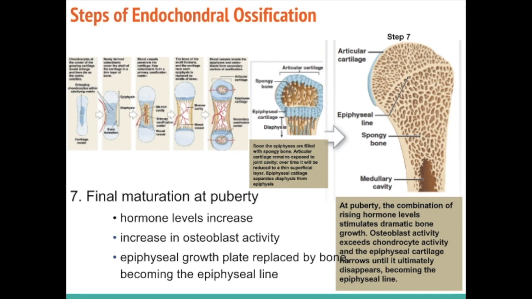So our osteoblasts now are going to begin producing bone faster than the chondrocytes are able to keep up with their production of cartilage. And so as a result, the growth plate is going to become more and more narrow until ultimately it's completely going to disappear and be replaced by all bone. And so at that time, we call that closure of the epiphyseal plate the epiphyseal line.